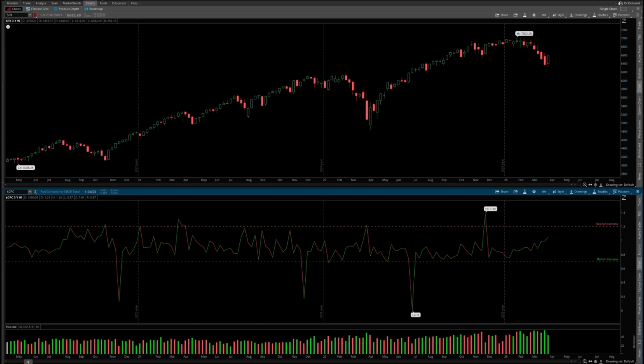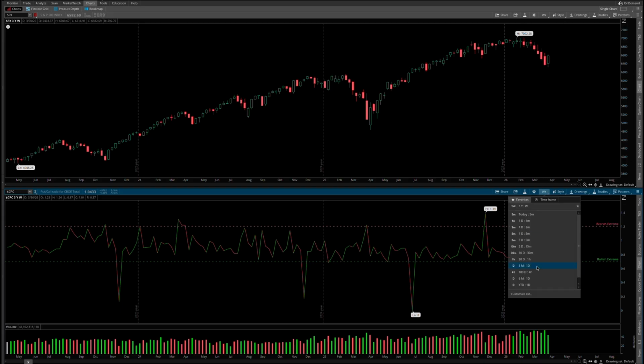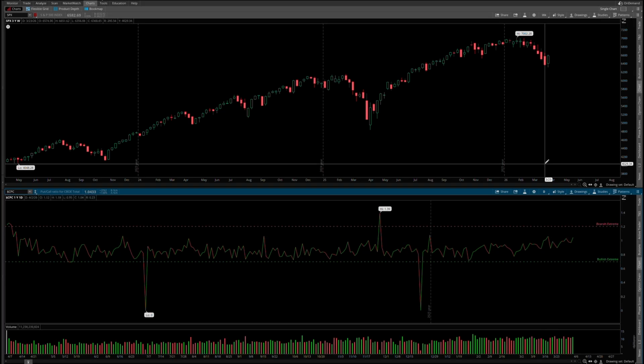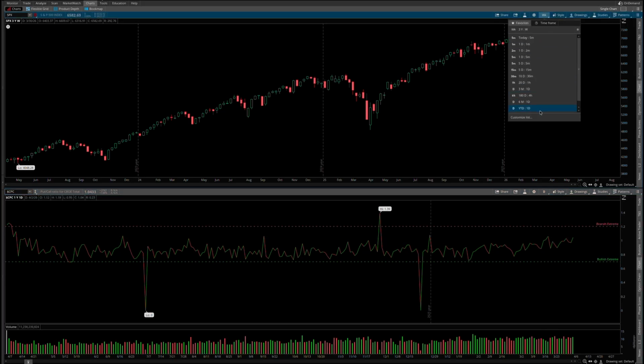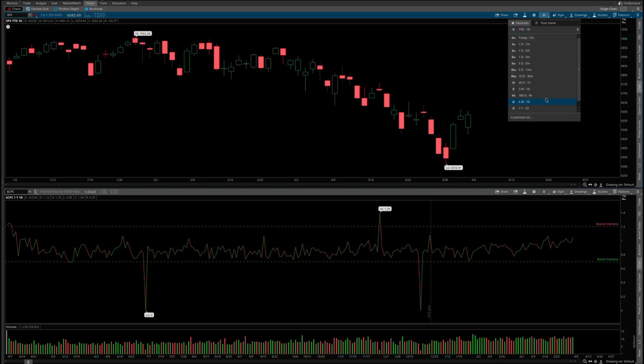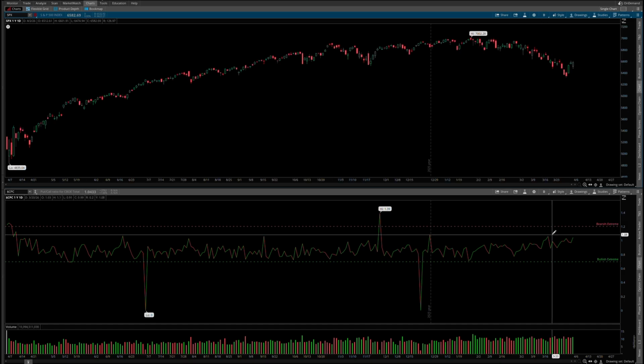I mean, as you can see here, this downfall, this little precipitous fall that we've been in, actually, if you go to the year, 1 year, 1 day, we actually haven't seen anything crazy happening, as far as the closes with the put to call ratio.